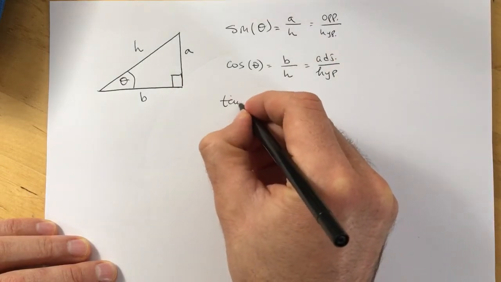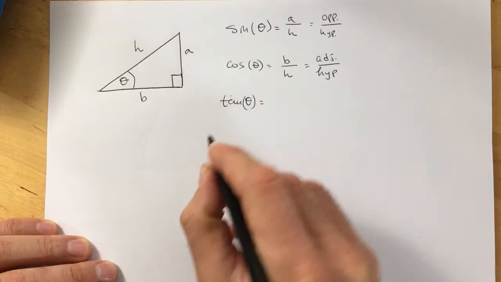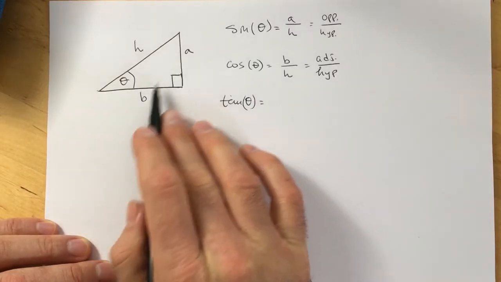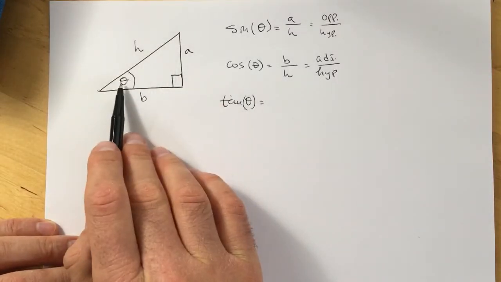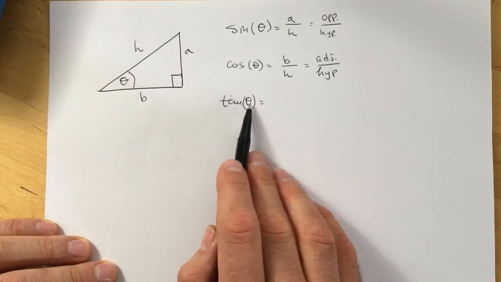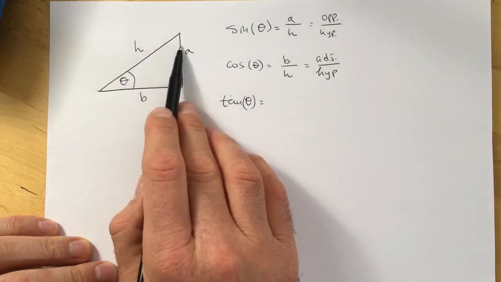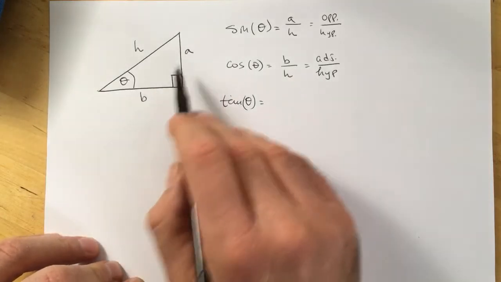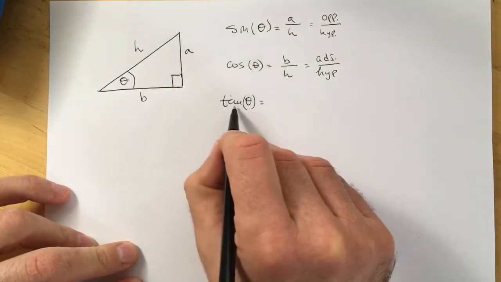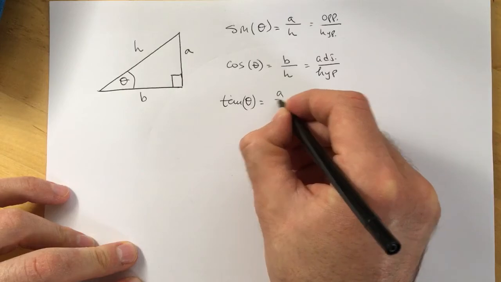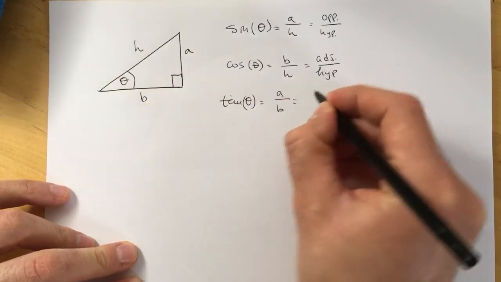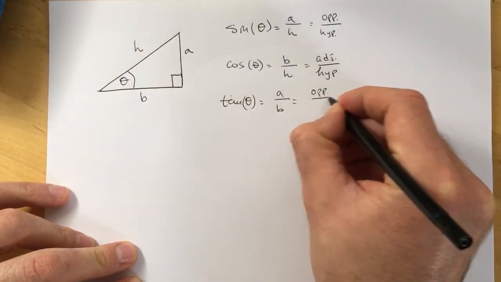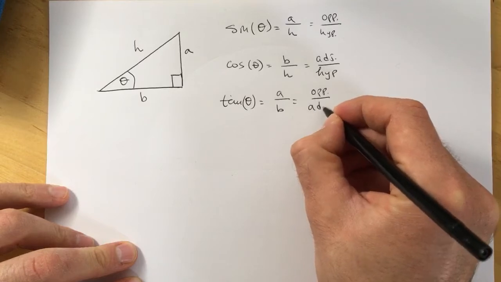And tangent of theta is equal to the opposite side over the adjacent. Of course, with respect to this angle, right? I say tangent of theta. If I take this angle here, then the functions of this angle obviously are going to be different. So tangent of theta is the opposite A over the adjacent side B, or if you want, opposite over adjacent.